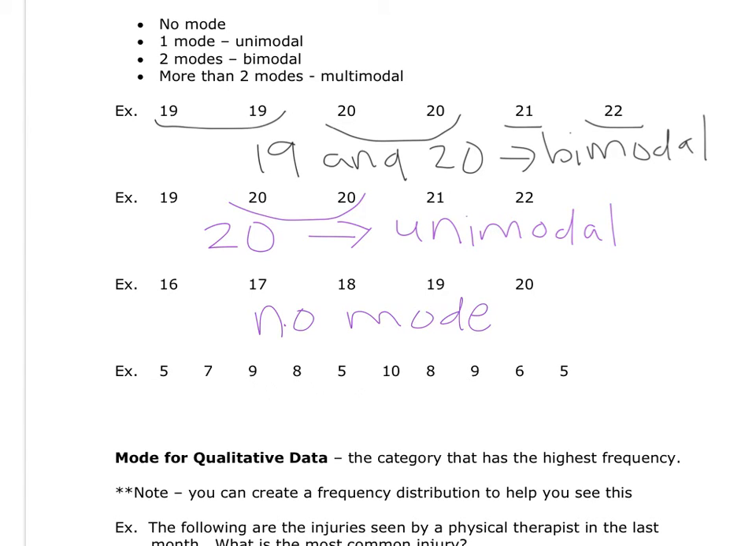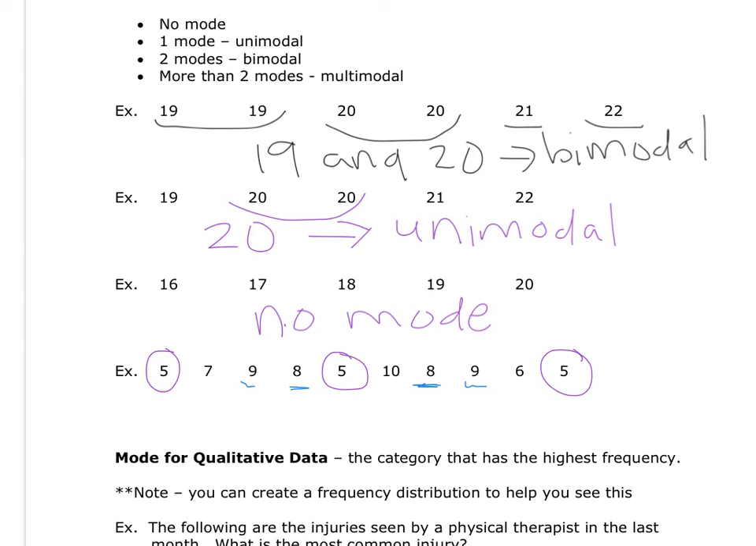Okay. My last example. If I look at this, here's a 5, here's a 5, here's a 5, so I have 3 5s, but here's an 8 and an 8, and a 9 and a 9. So is my mode 5, 8, and 9, or just 5?